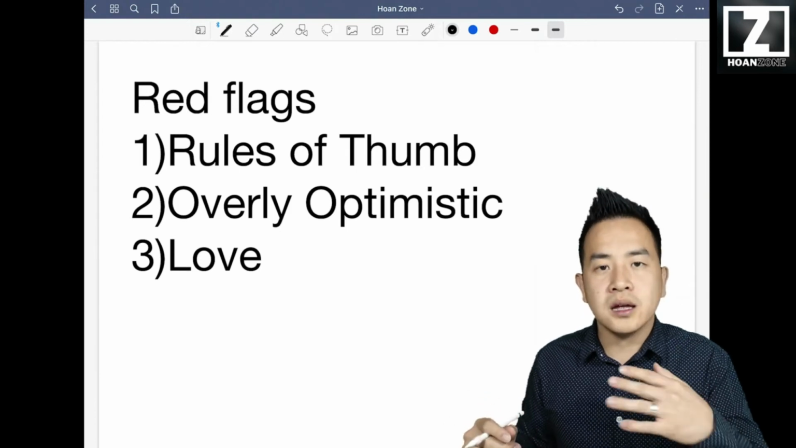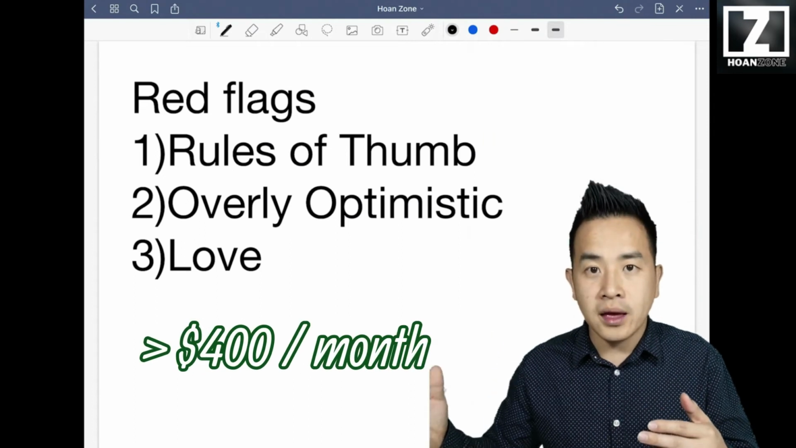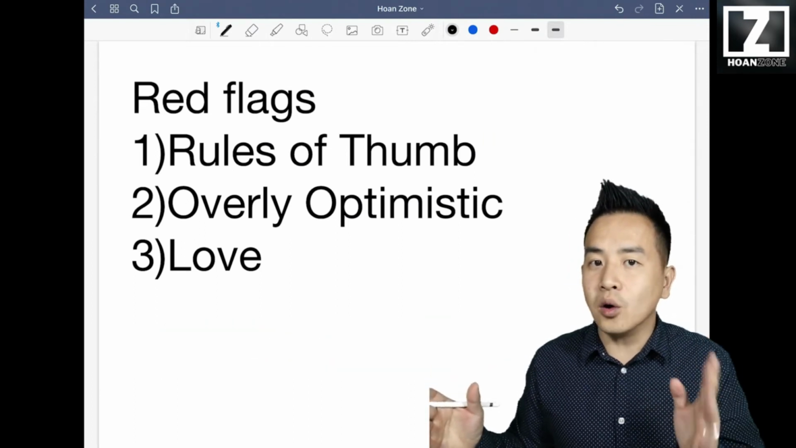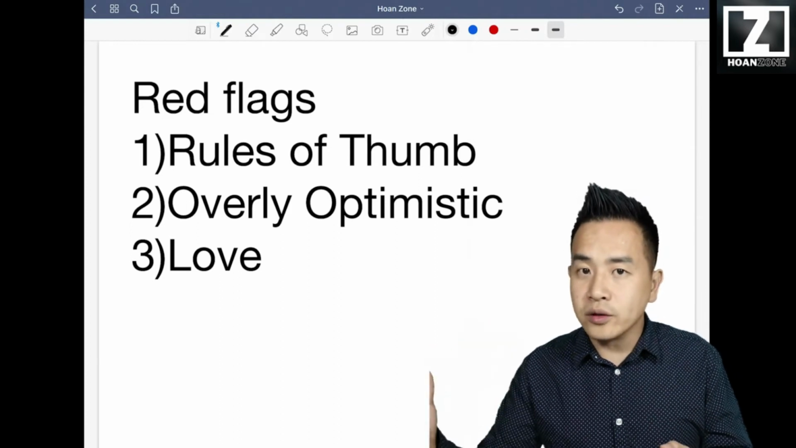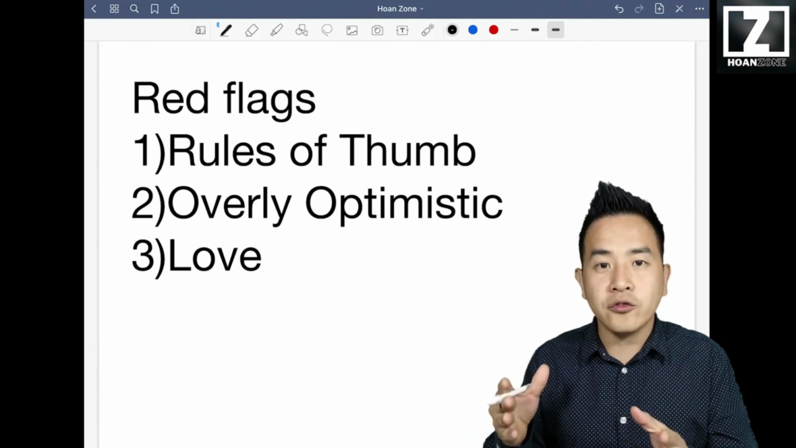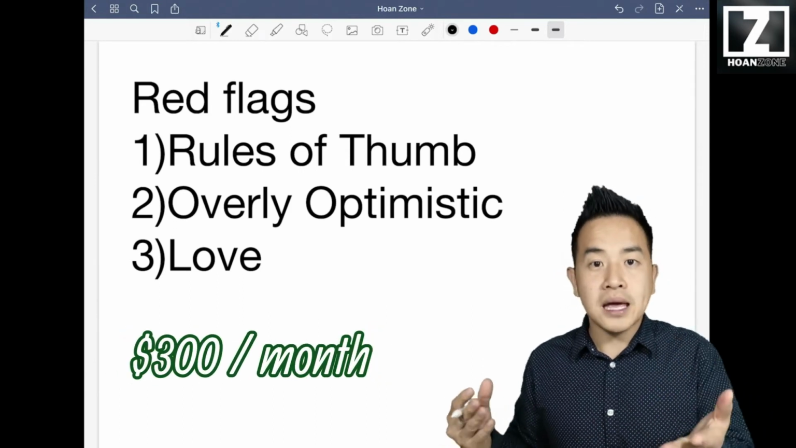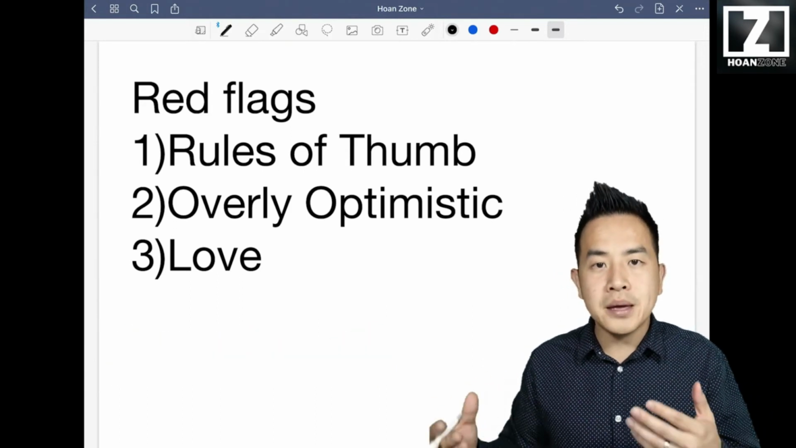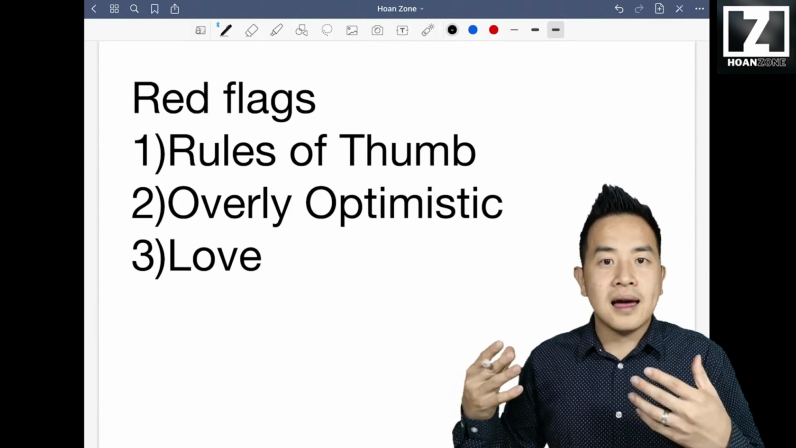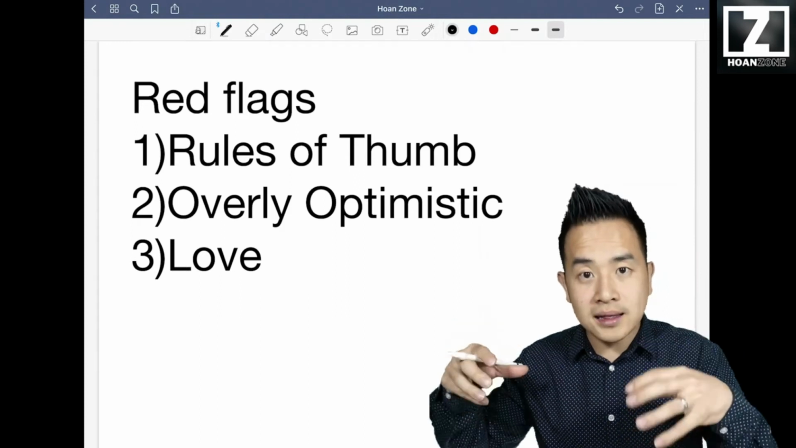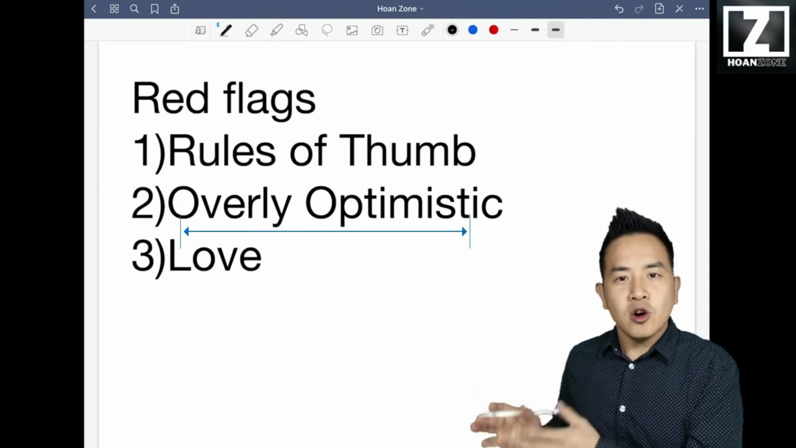Some people will say you never do a deal that doesn't cash flow more than $400 a month. Well, if all of your deals only yield $300 a month because that's just the area that you live in, their rule of $400 a month may not work for you. You may not buy any properties. And properties that cash flow at $300 a month may still be really great deals. Be mindful of those kinds of rules of thumb. Figure out what your area has and figure out the rules of thumb that work for you in that particular area. The other red flag that you have to watch out for is being overly optimistic.